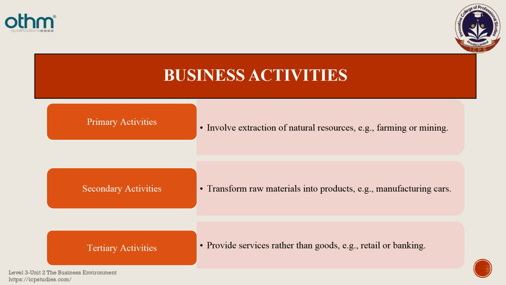Then we have the tertiary activities. Tertiary activities provide services instead of goods. In the previous two activities, primary and secondary, we have products. When we are talking about the tertiary activities, we have services. We don't have goods, we have services in the tertiary activities. For example, the retail sector or banking sector are providing services rather than goods.